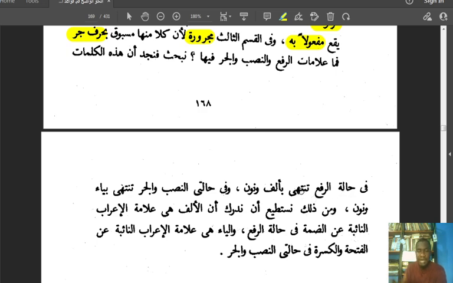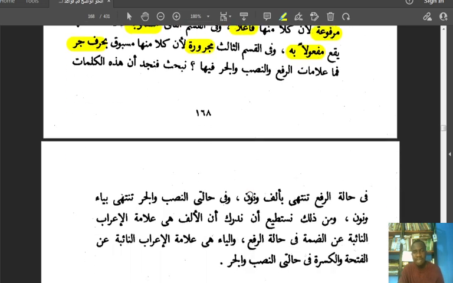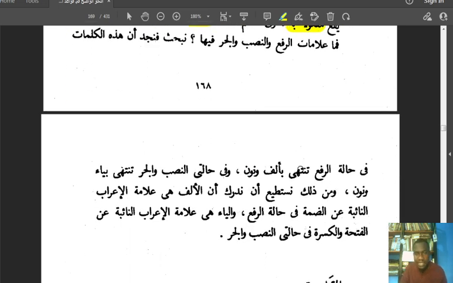that is the first five, تنتهي بألف ونون. Are there even five? Four. That is, in the first four you find that the word is ending with alif and nun. في حالة الرفع تنتهي بألف ونون, the word ends with alif and nun. وفي حالة النصب والجر, in the case that they are mansub and majrur, تنتهي بماذا؟ بياء ونون. The dual noun, when it is mansub or majrur, it ends with yai and nun.